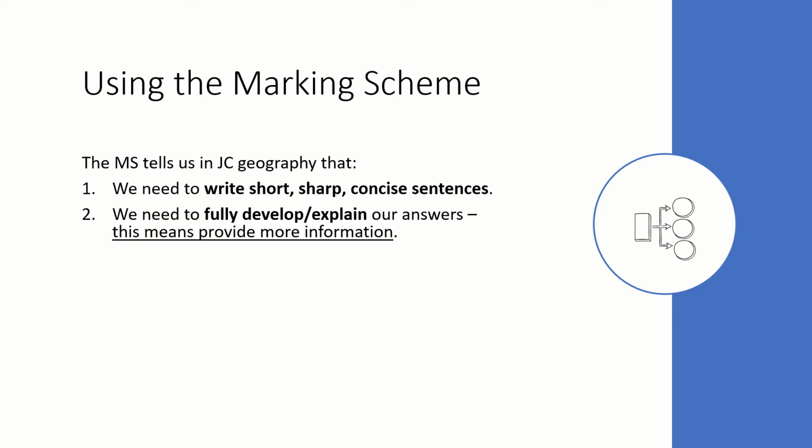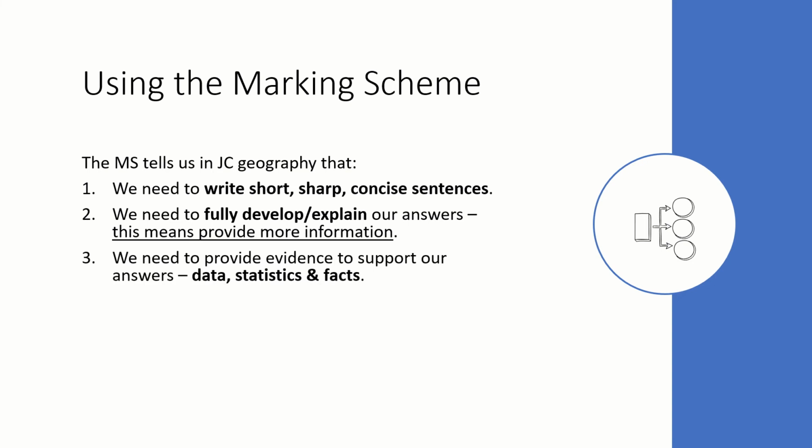So we need to be thinking to ourselves, what does this mean? How can I elaborate on this further? What else do I know about this in order to enhance and bring that to a more advanced level? We need to provide evidence to support our answers. Data, statistics, and facts are going to be important, especially if you're talking about an economic impact of a hurricane. You need to be able to say how much damage was caused. You need to be able to give a figure, statistic, or fact about that. So you could say $15 million worth of damage was caused as a result of Hurricane Katrina or something along those lines.